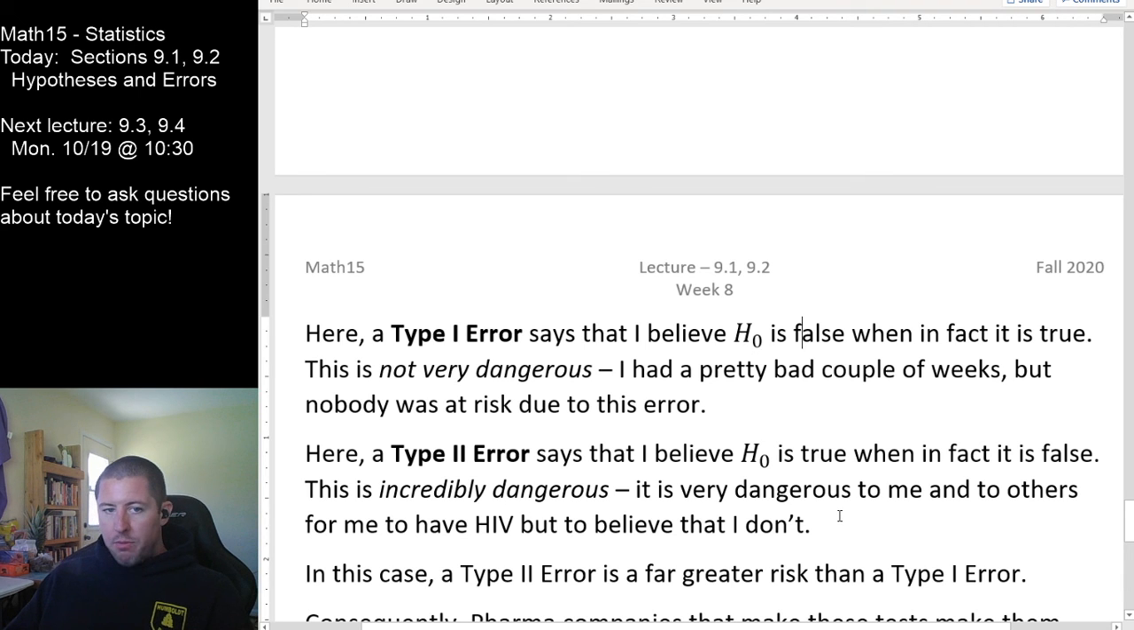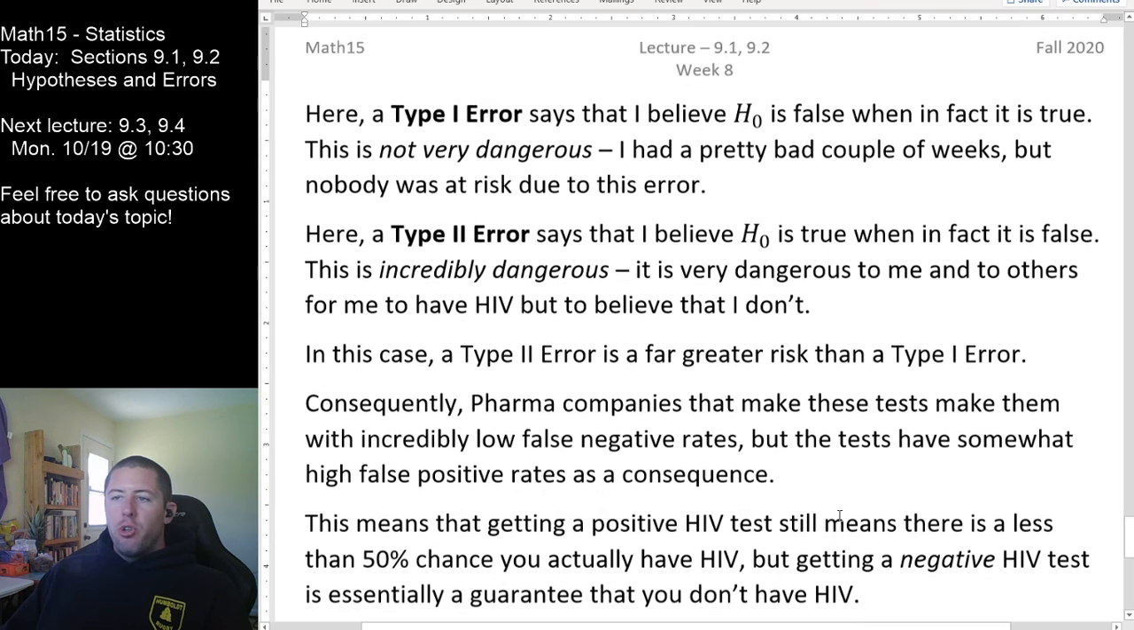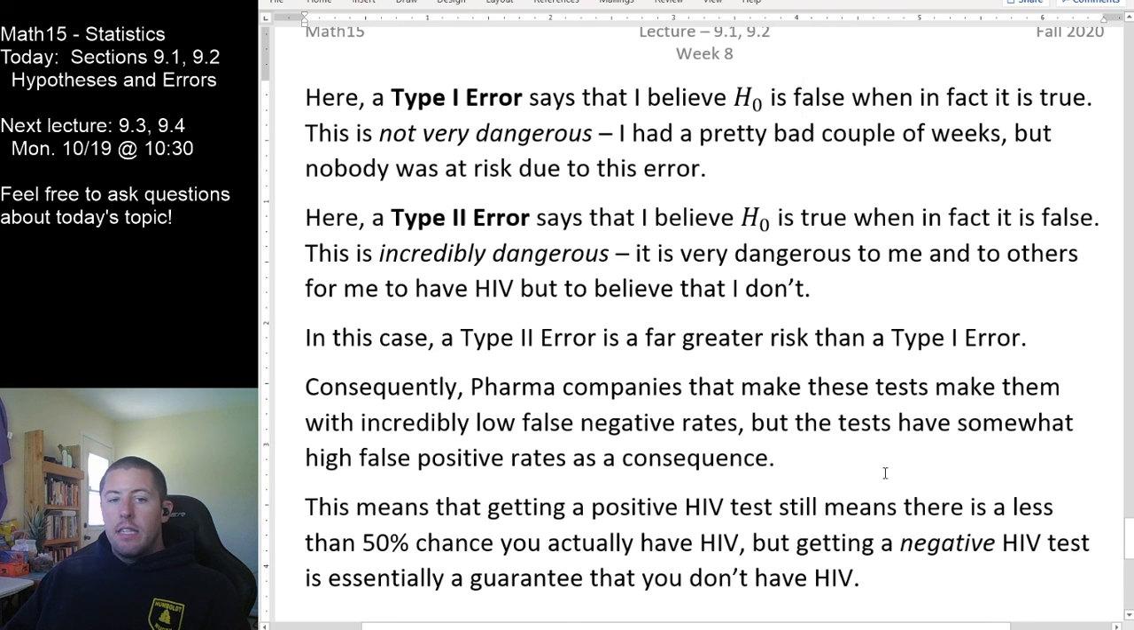So, how does this influence anything? Who cares if we know that a type 2 error is much more dangerous than a type 1 error in this situation? Well, what that means is that pharmaceutical companies that generate these HIV tests make sure that they almost never give a negative test if somebody's positive, because that would be super dangerous. That test comes back and says, no, you're clear, you're negative, when actually they have it, because then they might go spread it. They might not be getting treatment when they need to be getting treatment. So all tests for very dangerous diseases like HIV will very, very rarely give you a false negative.